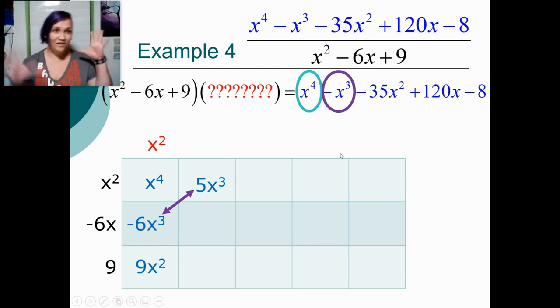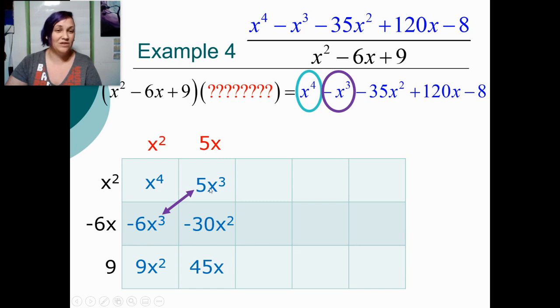And then we do it all over again. So x squared times 5x makes 5x to the 3rd. 5x times -6x is -30x squared. 5x times 9 is 45x. Look at the descending order. Even going the other way, it's descending order. That should always happen.